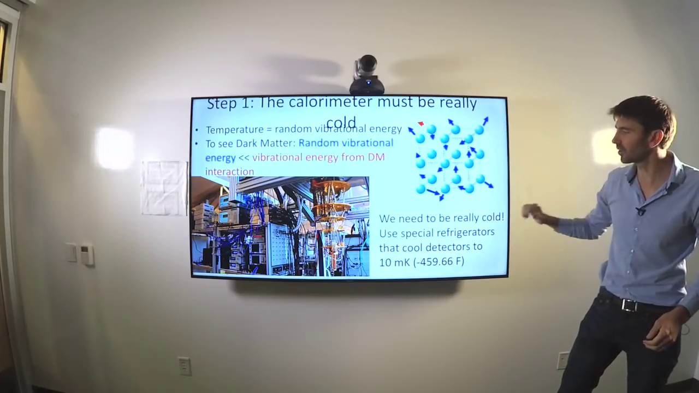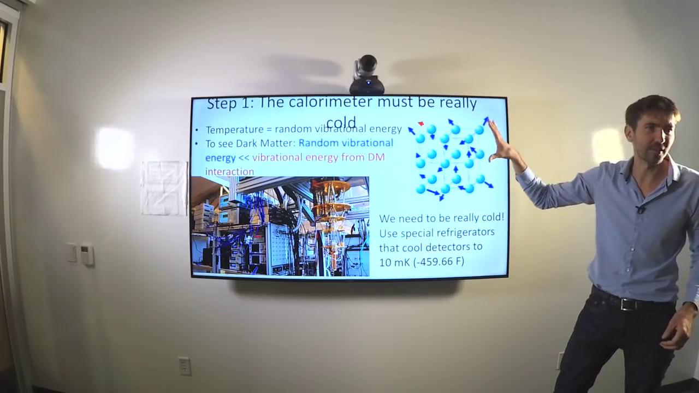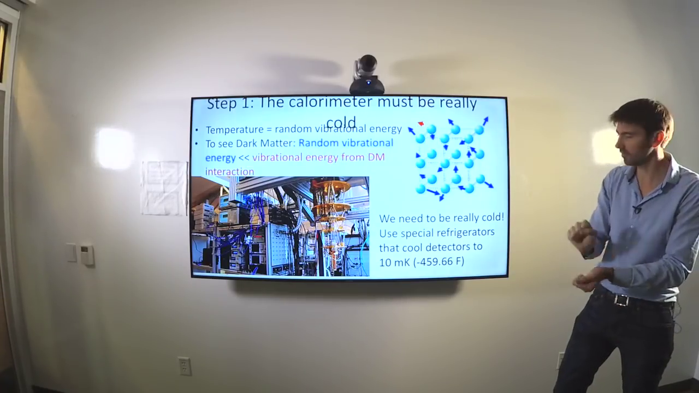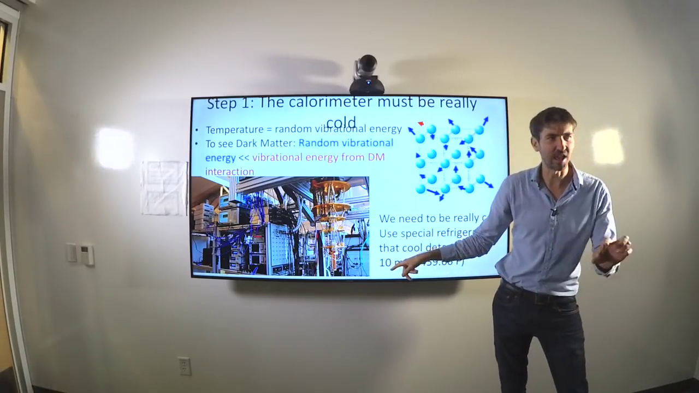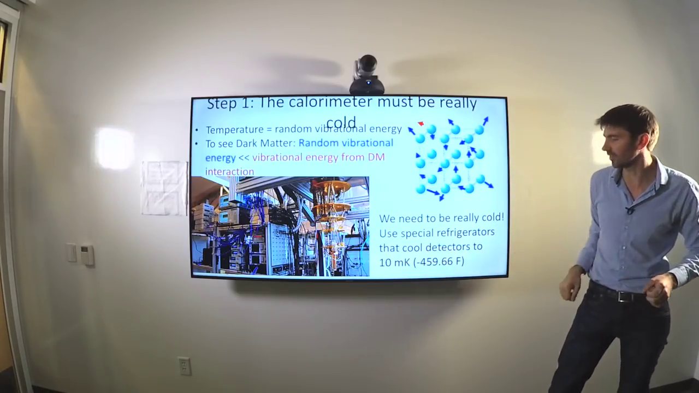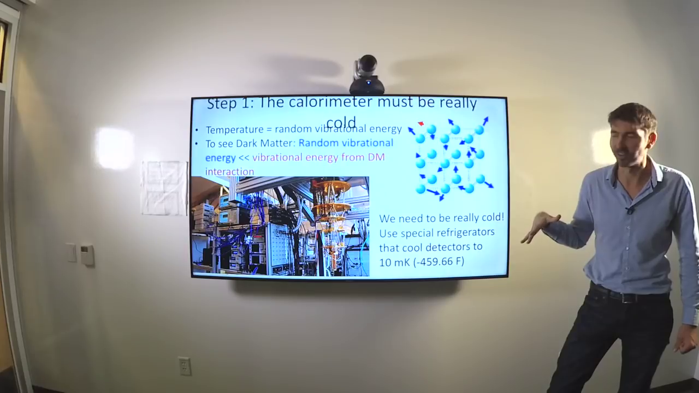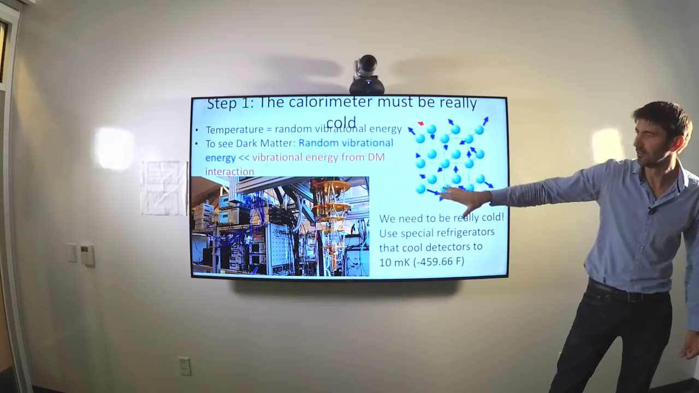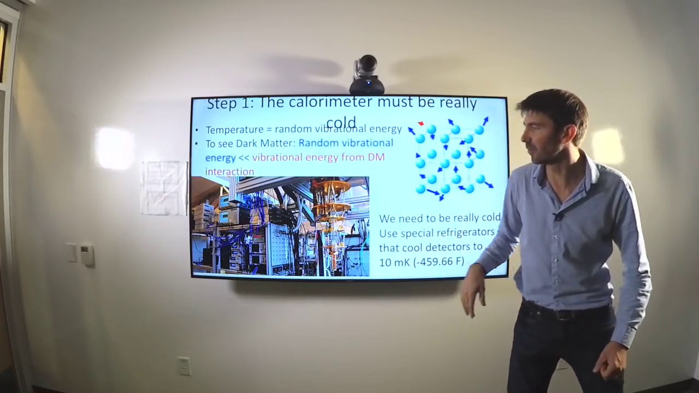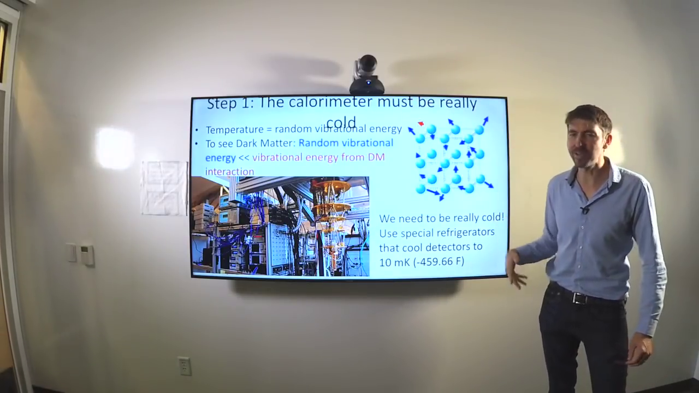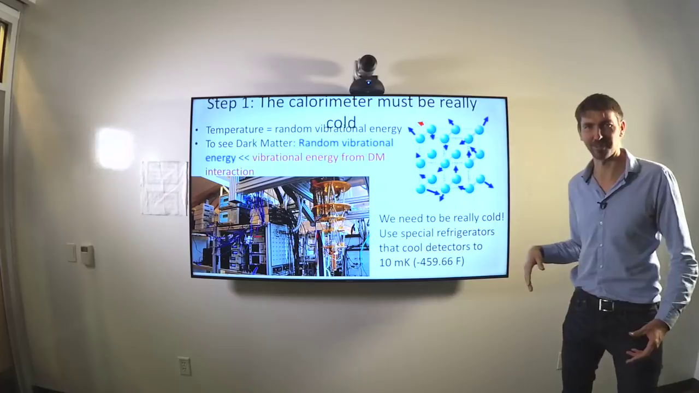So the solution is we're going to put our detectors, our calorimeter, in a refrigerator that takes us very near absolute zero. So roughly it takes us to 10 milliKelvin above absolute zero, which we think of in Fahrenheit as minus 459.66 degrees Fahrenheit. And you can see the refrigerator here. It's a little bit more complex than your refrigerator at home. But many of the principles are actually very similar in how they work.